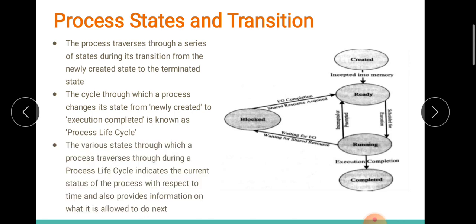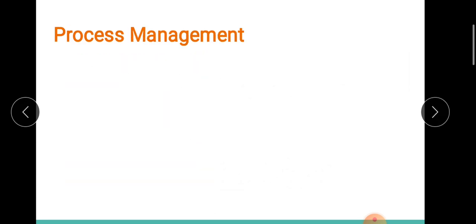So this set of cycles, or the transition from one state to another, is called the process life cycle. From creation to completion, whatever states and transitions the process goes through together is termed the process life cycle. In fact, this life cycle gives us an idea about what stages the process goes through, right?